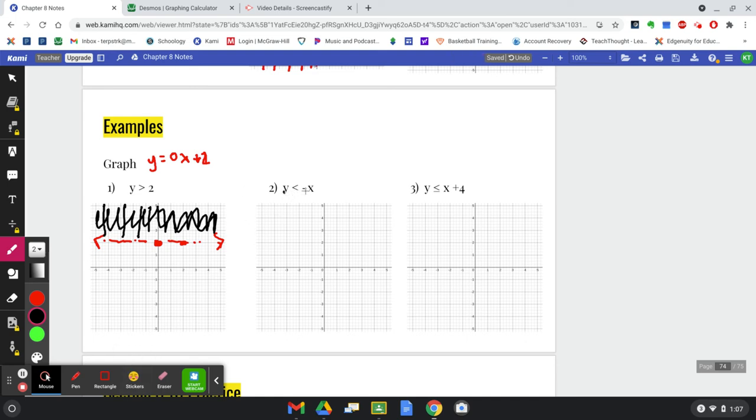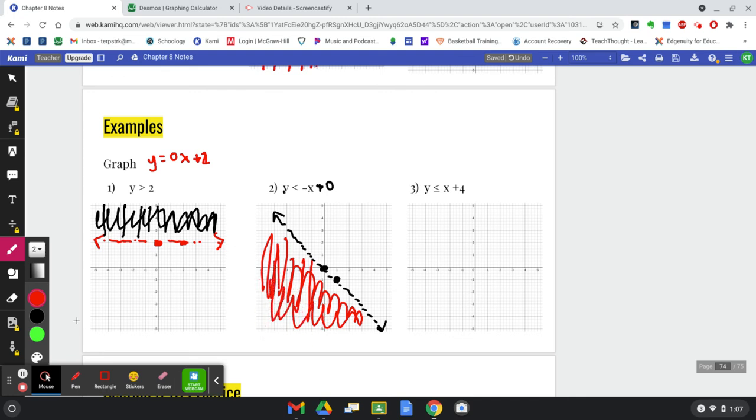Now this one, y less than negative x, right? So really that's like plus 0. So that's going to cross here. My slope is negative 1. So I'm going to go down 1 and over 1. It's not or equal to, so it's going to be another dotted line. I have to decide where to shade. This says y is less than. So if I go to the line, shade down. So it's going to be this region here.